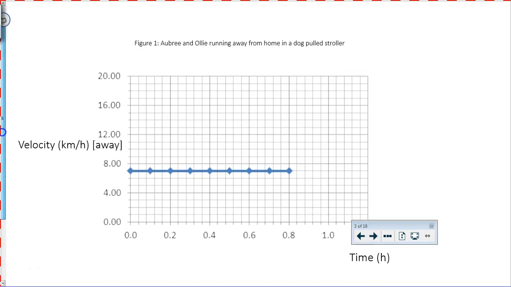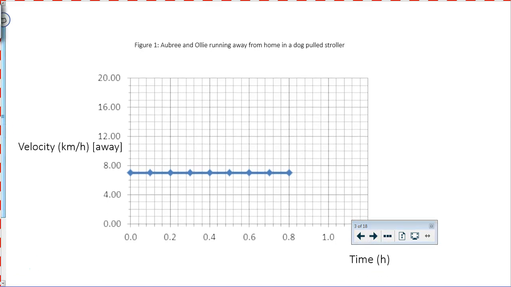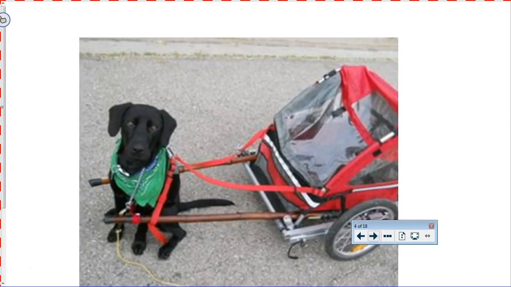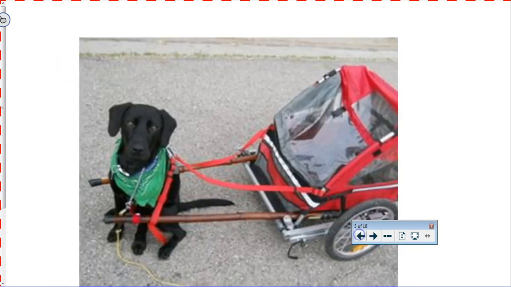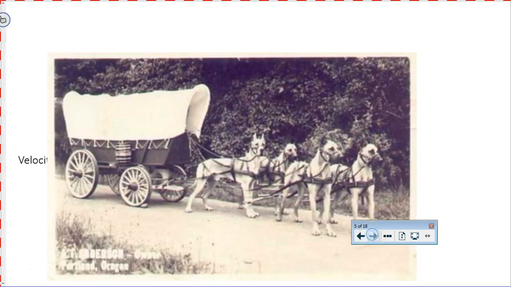Here's the graph. Figure 1, Aubrey and Ollie running away from home in a dog-pulled stroller. Before you ask, that's what it would look like. If this was the olden days, it might even... Oh, wow, that went really forward. It might even look like new versus old.